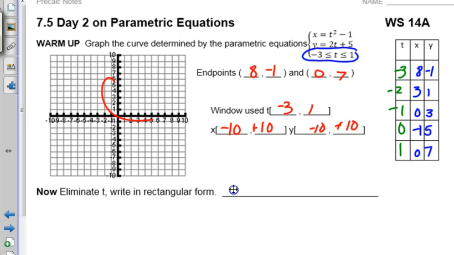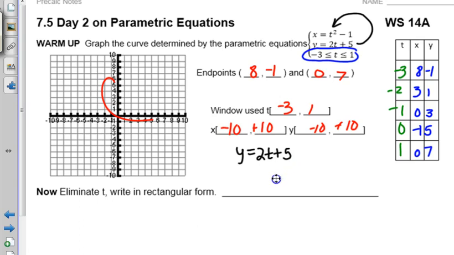Which one's easier to put into the other one? Yes. Easier to put this one in here, because if we get the x, this t by itself, then we're going to have a square root with a plus or minus, right? So if we make the y equals 2t plus 5, can someone explain to the people who are gone what we're doing?